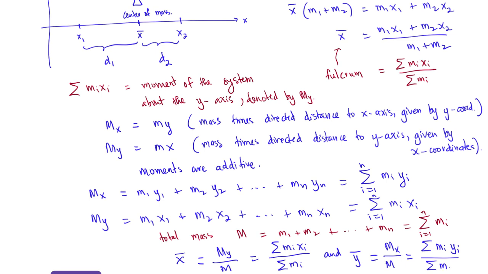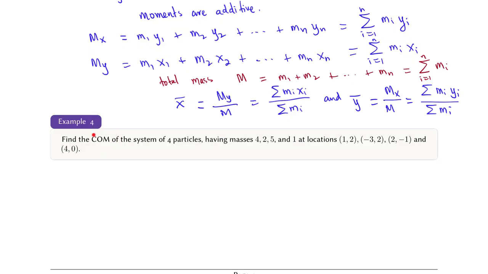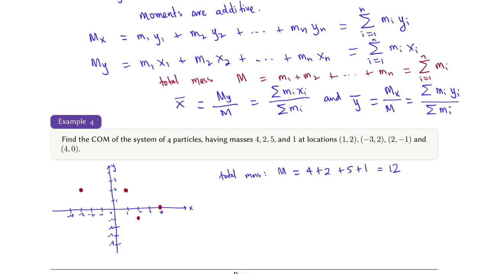For example, find the center of mass of the system of 4 particles having masses 4, 2, 5, and 1, and located at (1, 2), (-3, 2), (2, -1), and (4, 0) respectively. First, we find the total mass, which is the sum of all the masses, 4 plus 2 plus 5 plus 1, which is 12.